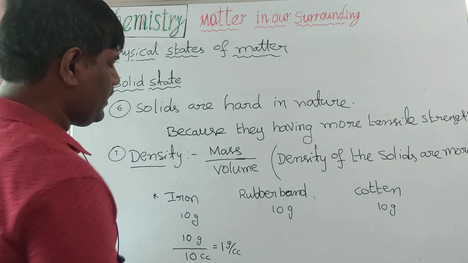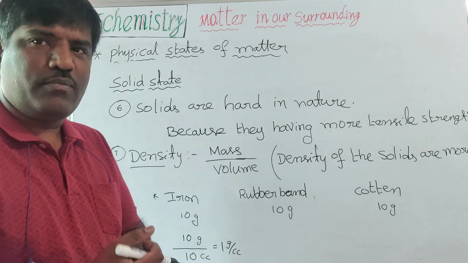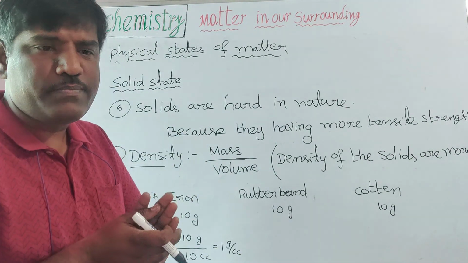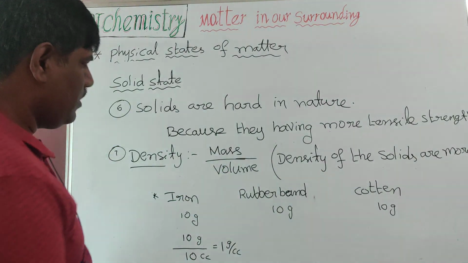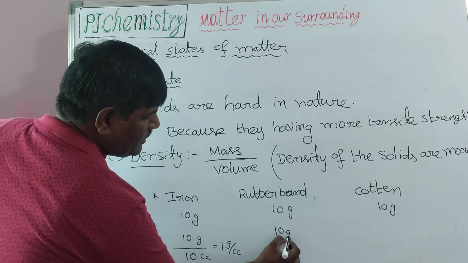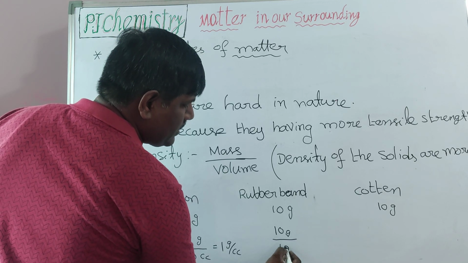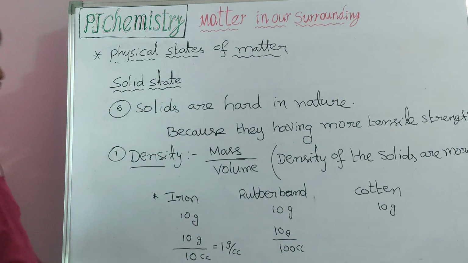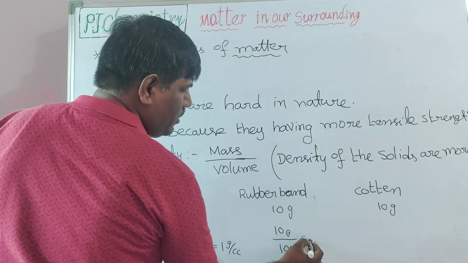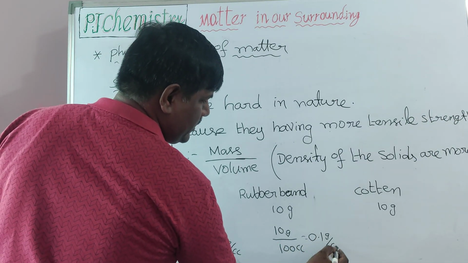Next, calculate the rubber band. Compared to iron, the rubber band feels like less weight. That means there is space between the particles, which we cannot see directly, but they have space. They can easily stretch because of that space. So the mass is the same 10 grams, but the occupied volume, just consider, is 100 cc. That means 0.1 gram per cc. That is the density.